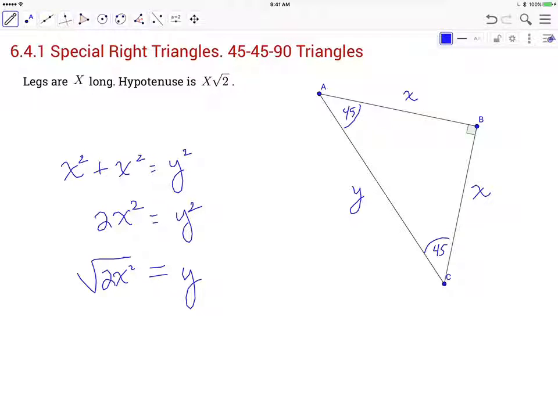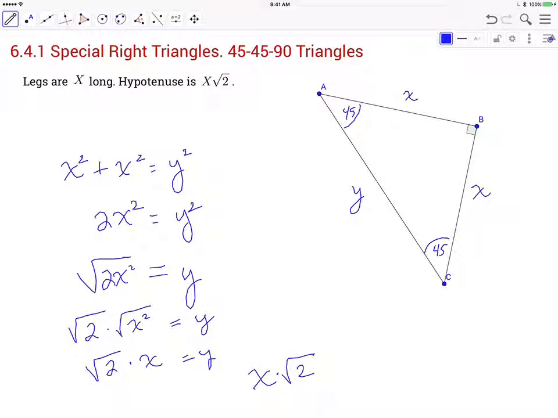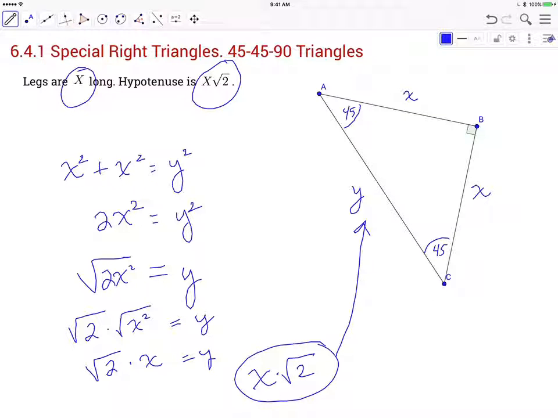Now, just simplifying that, remember, this is kind of going back into algebra, that's root 2 times root x squared. And since x is a positive number, we can change that to root 2 times x is equal to y, and typically we write that as x times root 2, just to make the point clear that the x is not under the square root. Okay, and so the hypotenuse of a 45, 45, 90 triangle is always x root 2 as long as the sides are x.